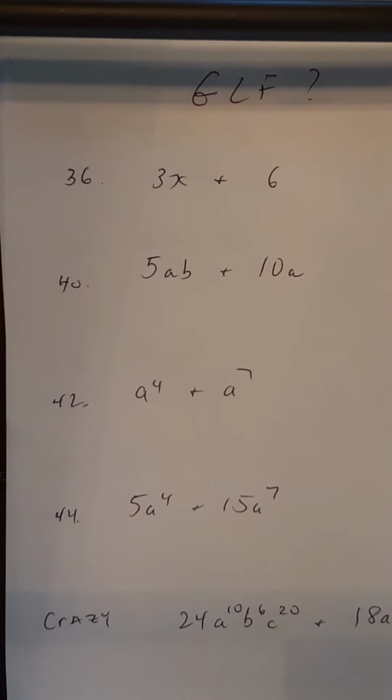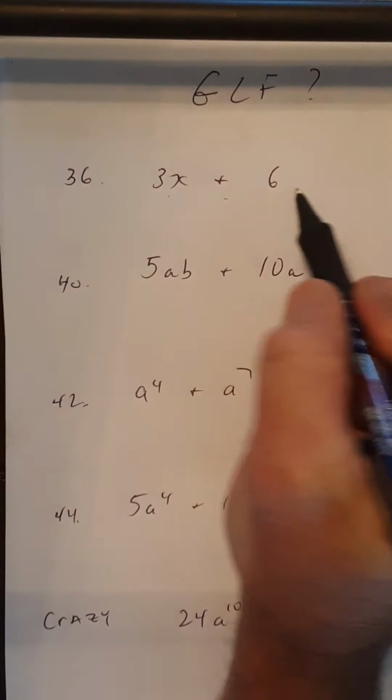All right, this is a review of yesterday's worksheet. The most difficult problems were like 36 through 48 on the right side of the page. So anyway, how to find the greatest common factor of 3x and 6.